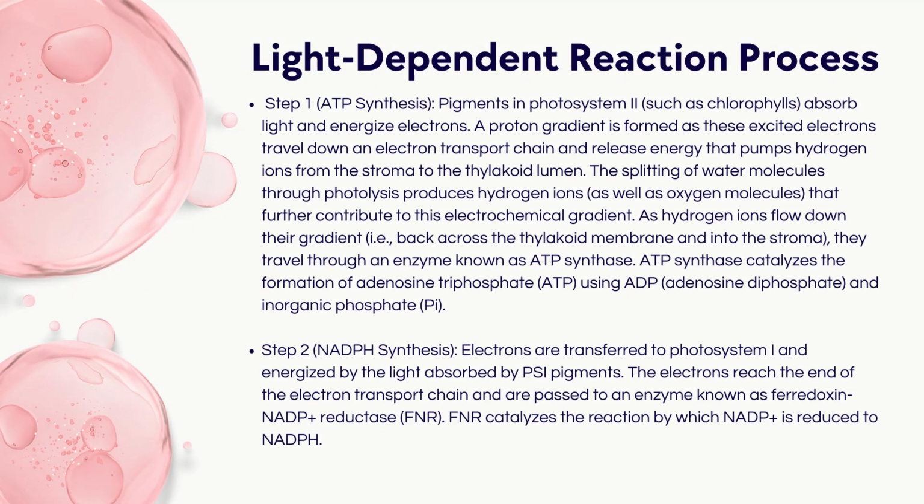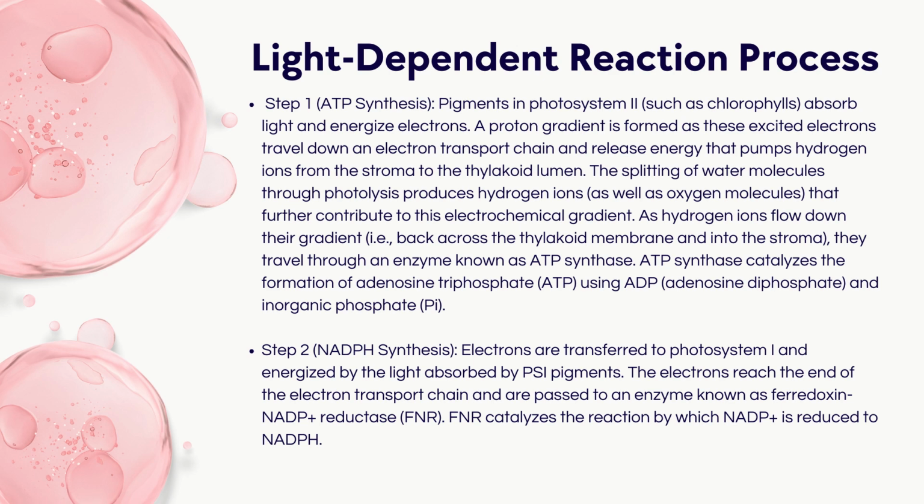In the first part of the light-dependent reactions, pigments, including chlorophylls in photosystem 2, absorb light, energizing electrons. This sparks an electron transport chain, creating a proton gradient as released energy pumps hydrogen ions into the thylakoid lumen. Water photolysis adds more hydrogen ions. As these ions flow back into the stroma through ATP synthase, adenosine triphosphate, or ATP, is synthesized.